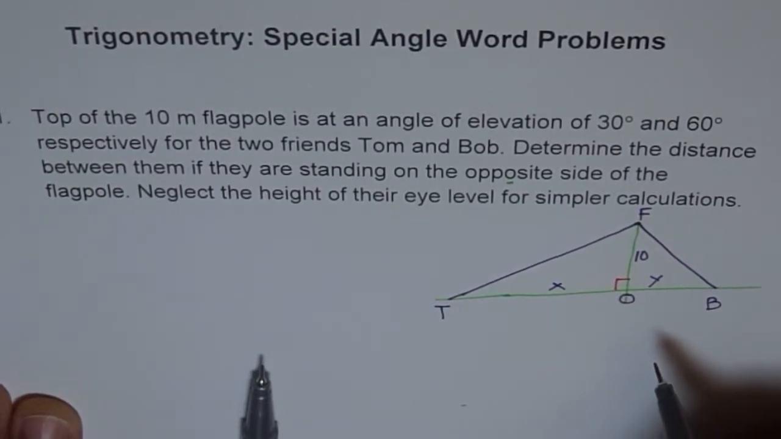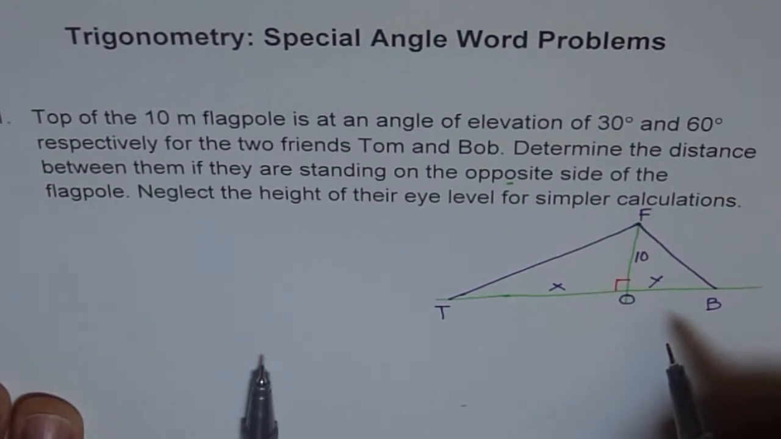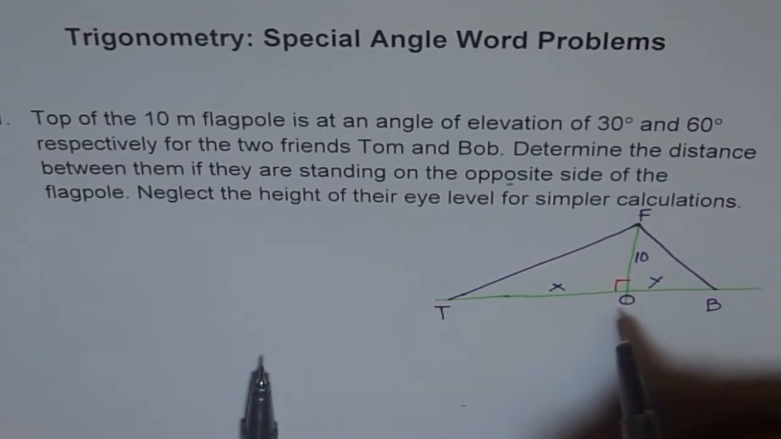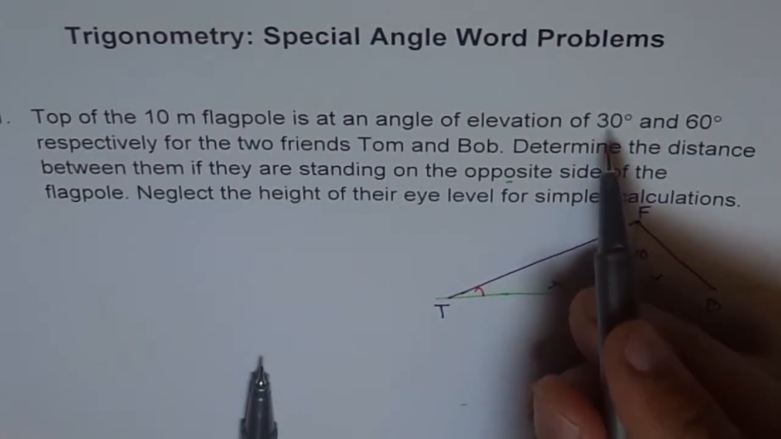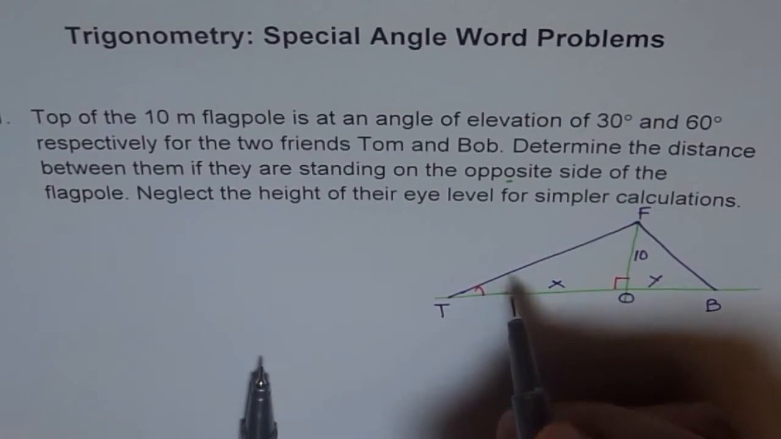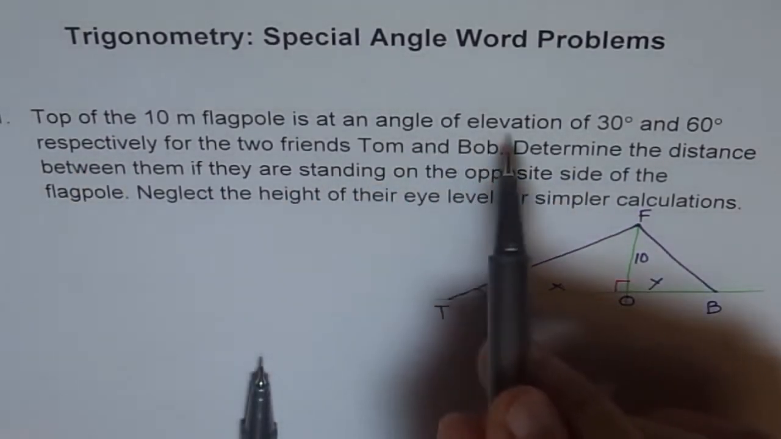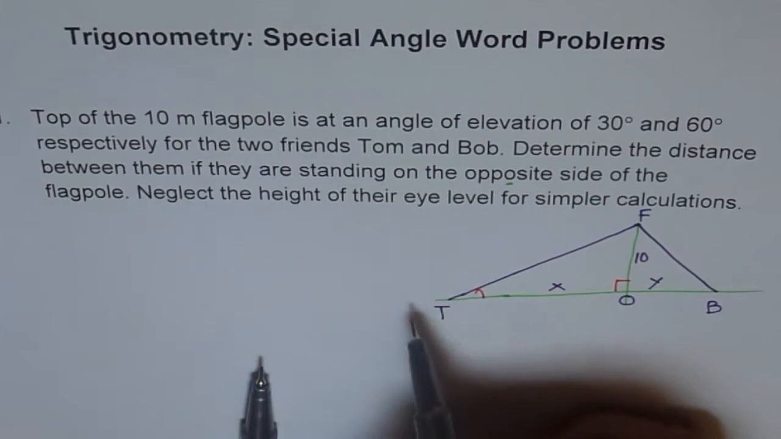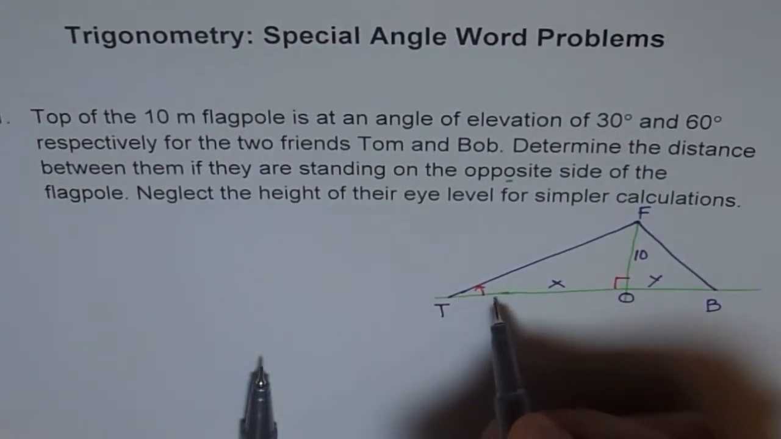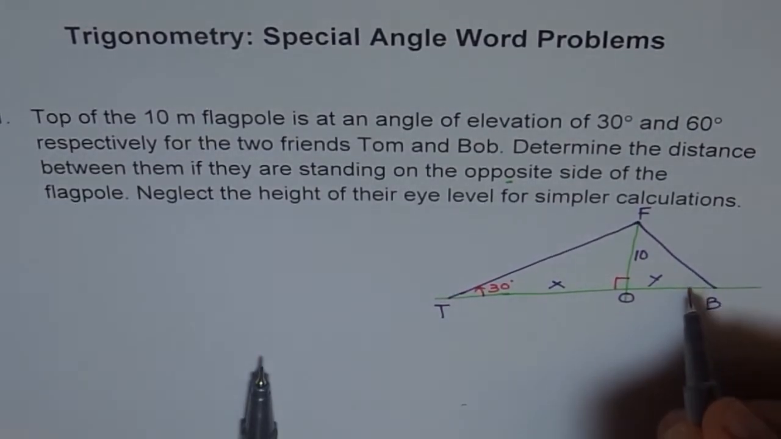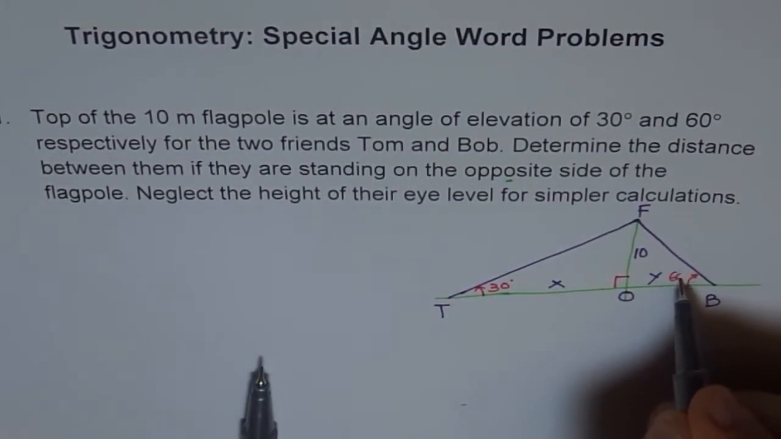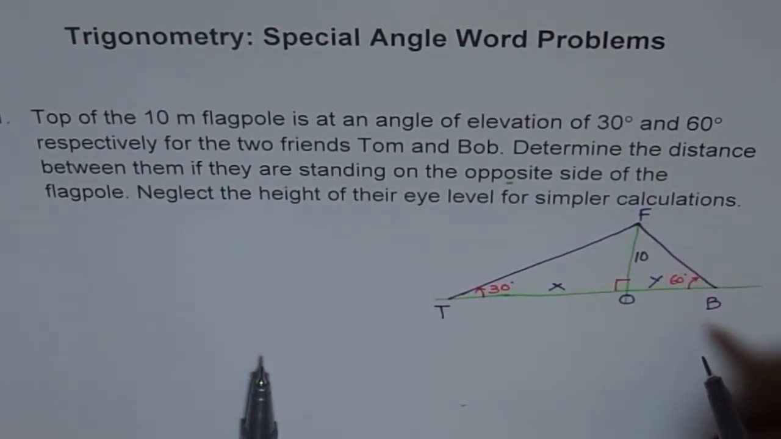So that is our simple diagram which represents the situation, and that's the first part of any word problem. Think, visualize, put it on paper, and now strategy. Now how do we find these things, TO plus this? Let's write down the angle also. We know this angle is 30 degrees for Tom. It is the angle of elevation, and angle of elevation is always with the horizontal. So with the horizontal, it is 30 degrees. And for Bob, it is 60 degrees. Correct? Now, that's our diagram.